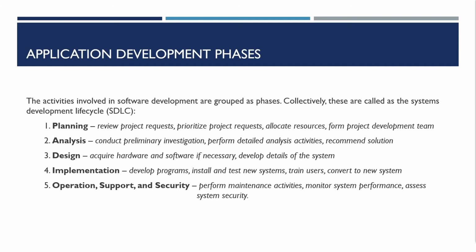So it's up to you. These are things that should be done during the planning of the SDLC, or the software development life cycle. Second would be the analysis. In this phase, you need to conduct a preliminary investigation, perform detailed analysis activities, and then recommend a solution.